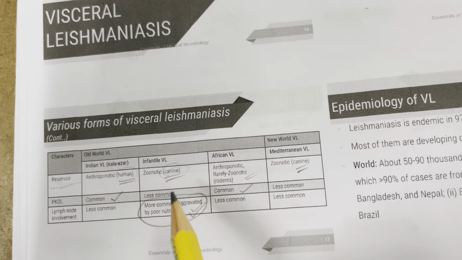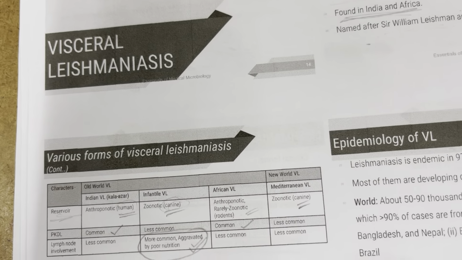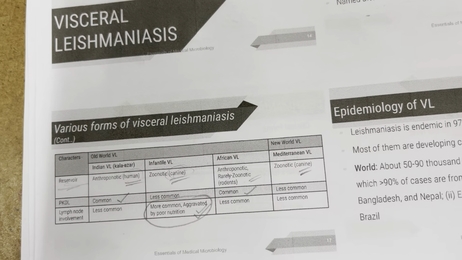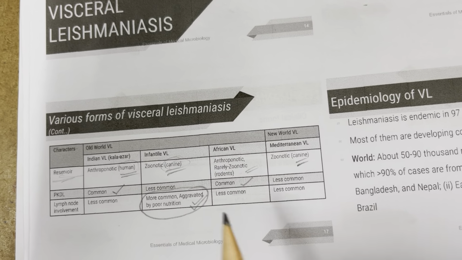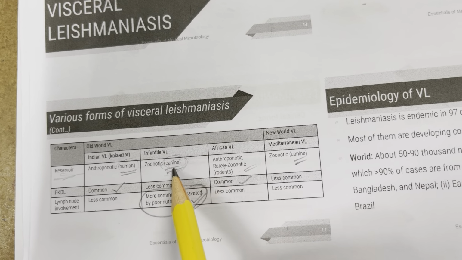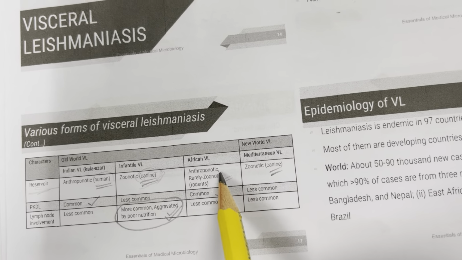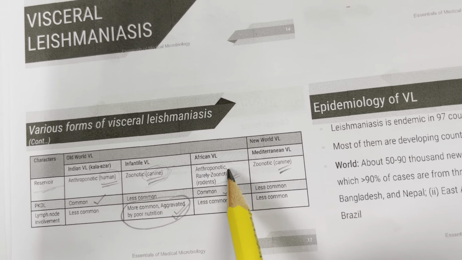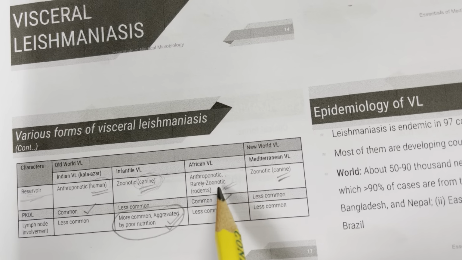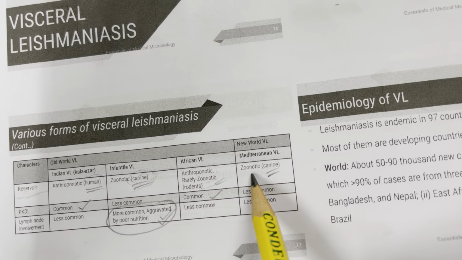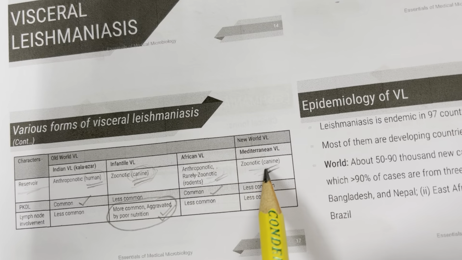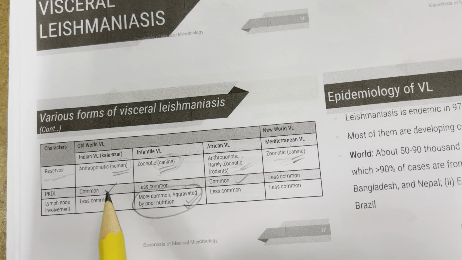Okay, moving on to the various forms of visceral leishmaniasis again. So what are the reservoirs? So Indian, it is human. Infantile, it is canine. So it's already infecting the children, right? So it doesn't want them to be the reservoir also. It's showing some pity on the children, so it is becoming a reservoir in canines. Okay, and then African VL, both anthroponotic and zoonotic. And Mediterranean, again zoonotic, because both are affecting the children, they are having zoonotic reservoirs.